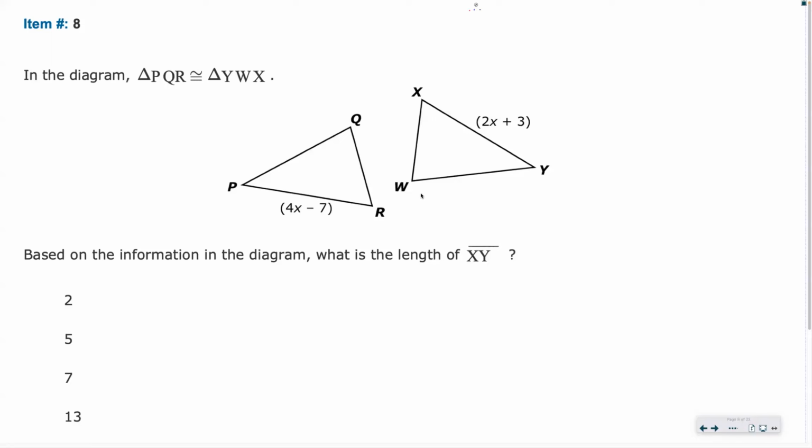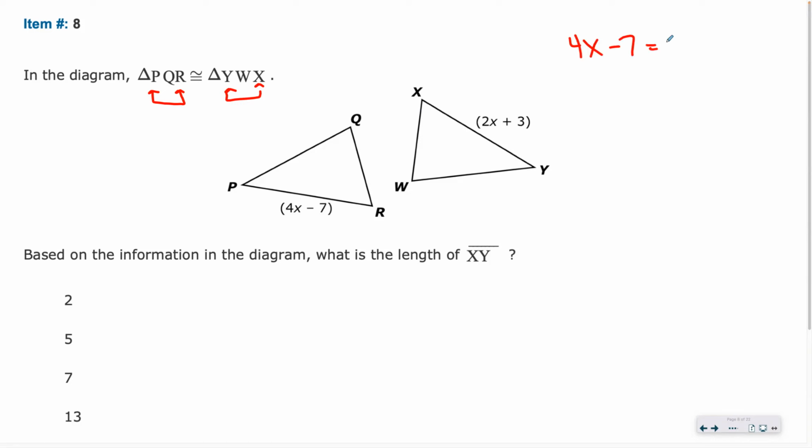All right, looking back at the problem, what are you able to determine about P and R versus X and Y? They're congruent. That's because the order of the letters matches up. They give us on the left triangle P and R, which is the first and the third letter of the triangle. So over here, we better have Y and X. Is that what they gave us over here? Y and X? Yes, because of that, we can set these equal to each other.